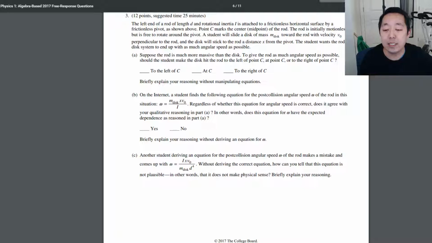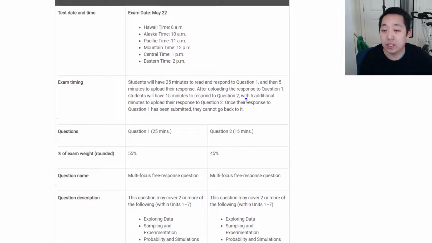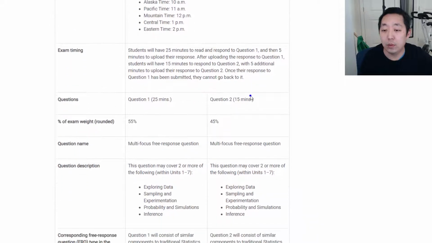Let's see. And the last exam I wanted to talk about was the statistics exam. You will have, again, 2 questions. It's organized 25 minutes, 15 minutes. They're multi-focus free response questions. So just like all the other exams we were talking about, you can only work on one question at a time. You have to do question 1 first, then you do question 2, and you have hard time limits for each question, so it's not a total time. So you're really short on time.